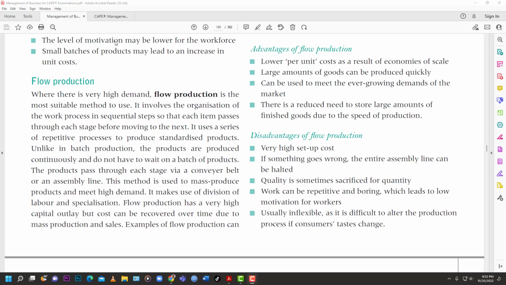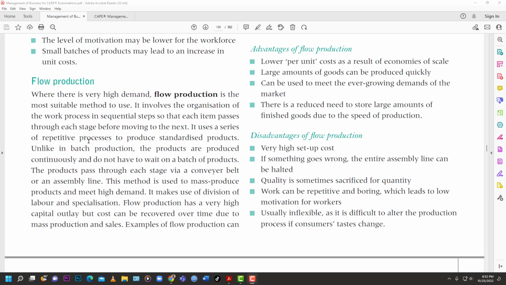But in flow, it's going to be straight. It's just the same thing straight. Different steps, but the same product straight throughout. Right? So that's a big difference between batch and flow. Flow is continuous, straight.